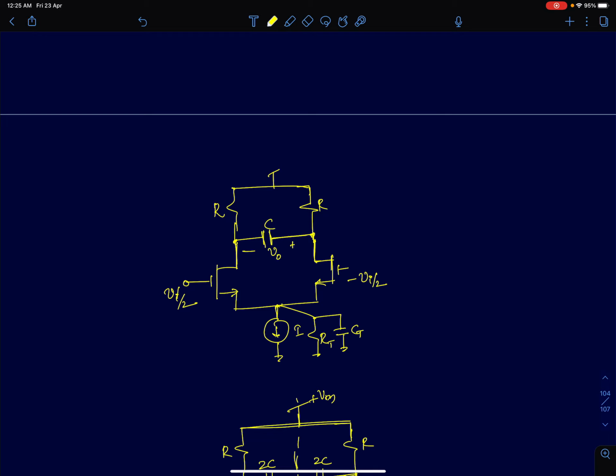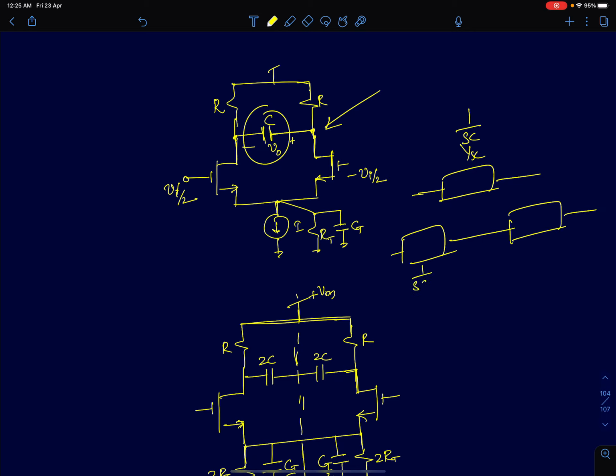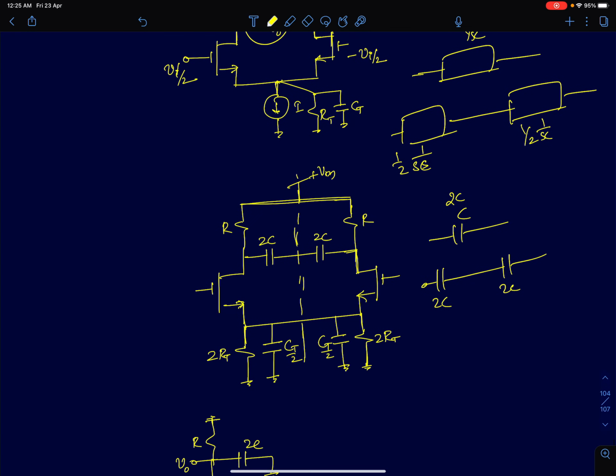So first step, to draw the differential half circuit. The impedance offered by a capacitance is 1 by SC. So I'm going to split this impedance into two halves, each of value 1 by 2SC. So I can model this as a capacitance of value 2C. So I can split a single capacitor of value C into two capacitors of value 2C and 2C connected in series. So that's what I've shown here.